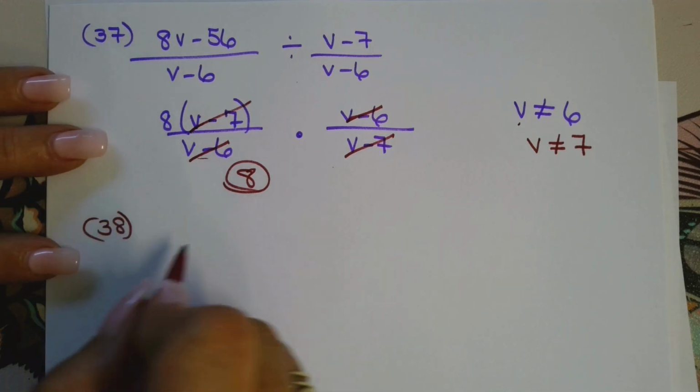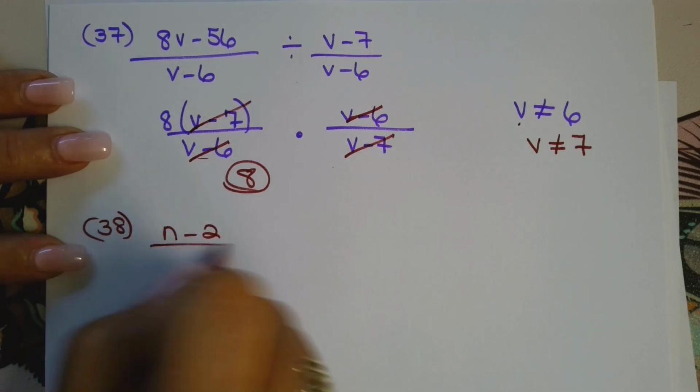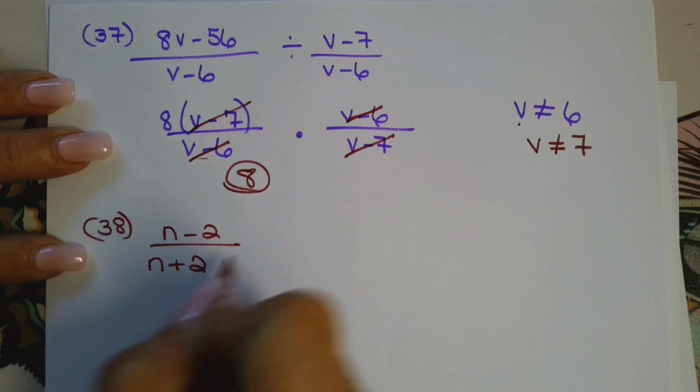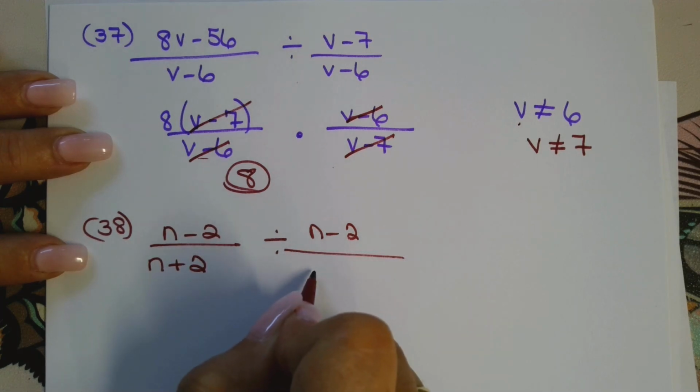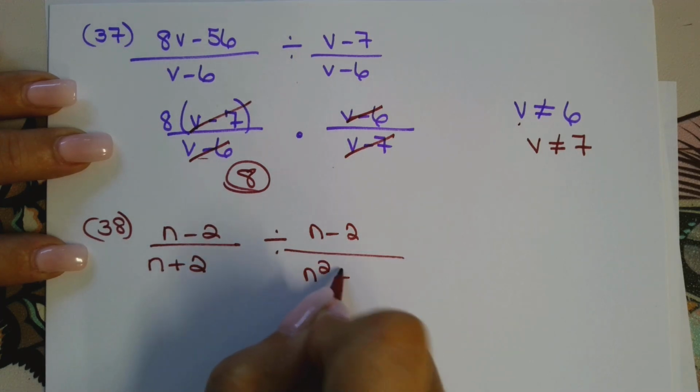All right, number 38. N minus 2 over n plus 2 divided by n minus 2 over n squared plus 11n plus 18.